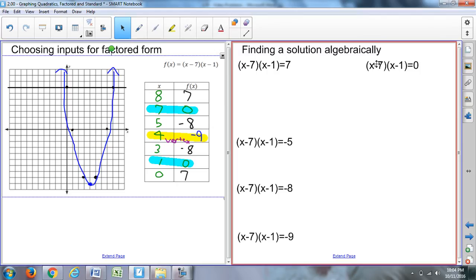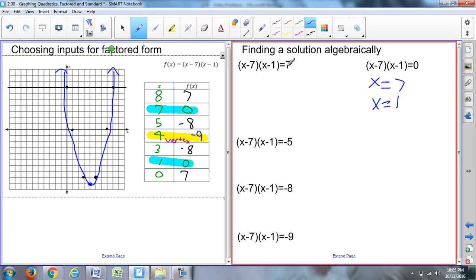So we know that either this first factor is 0 or the second one is. This one's really easy because it's already set equal to 0. Right? This would have to be x is either 7, because 7 minus 7 is 0, or x is 1, because 1 minus 1 is 0. Right? So when this right side is 0, we can solve these rather quickly.